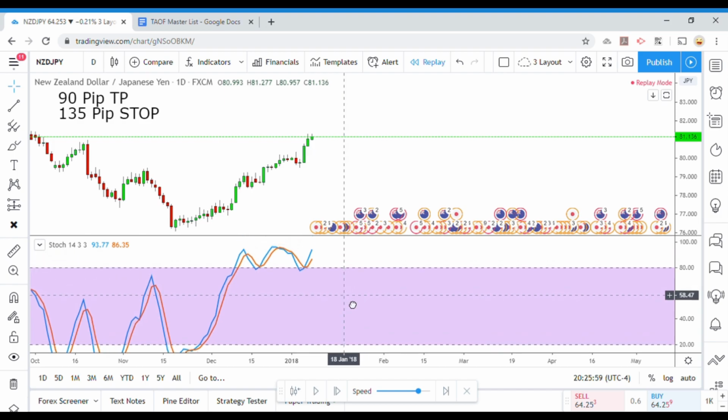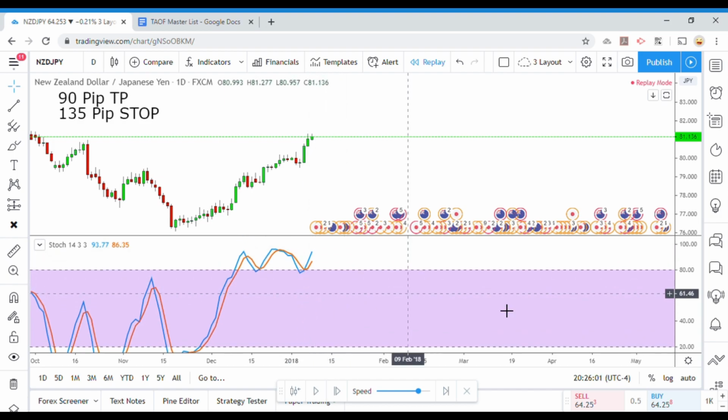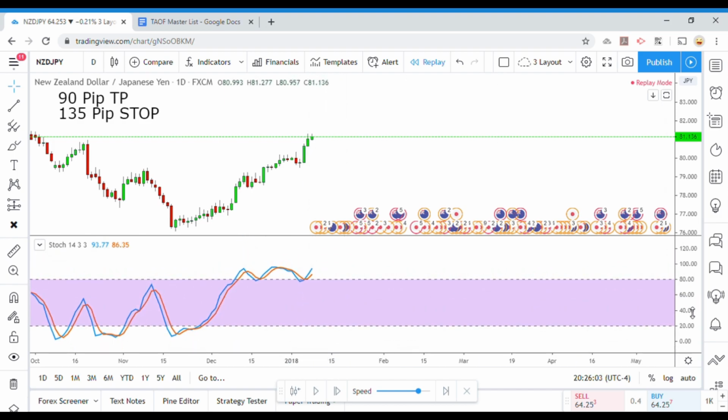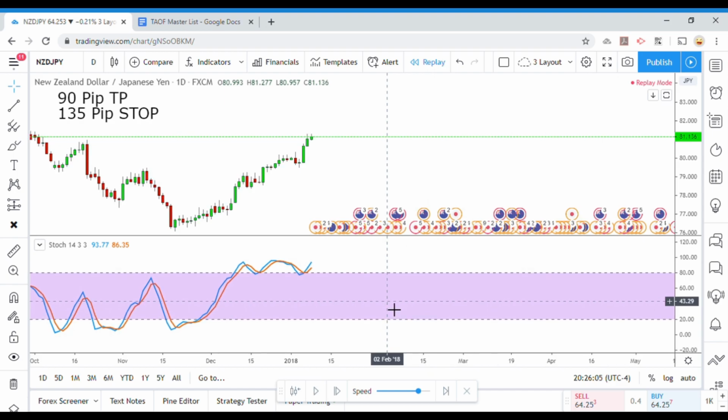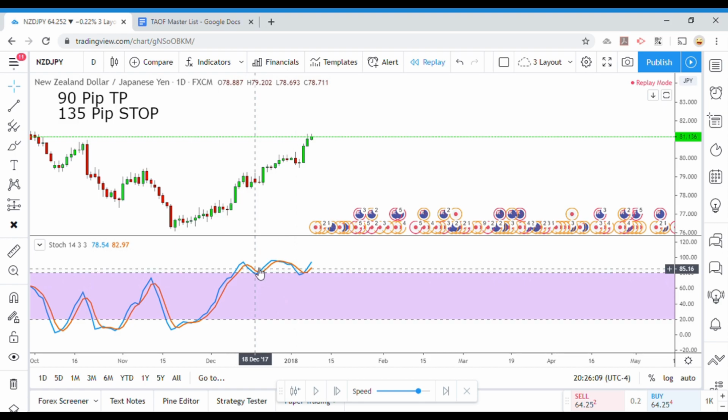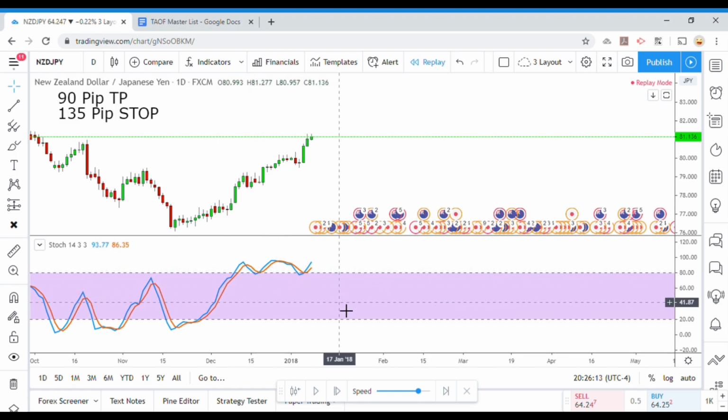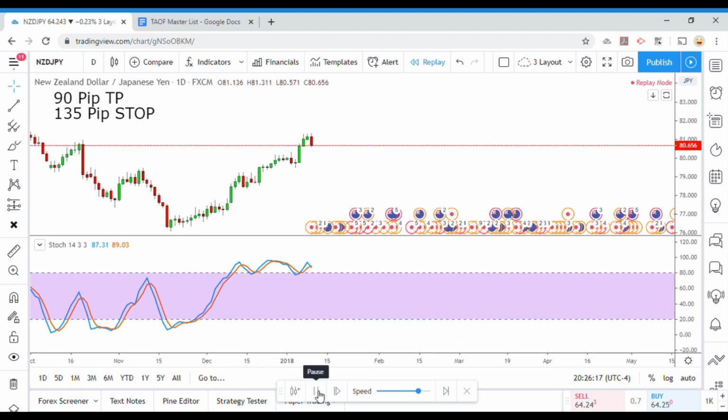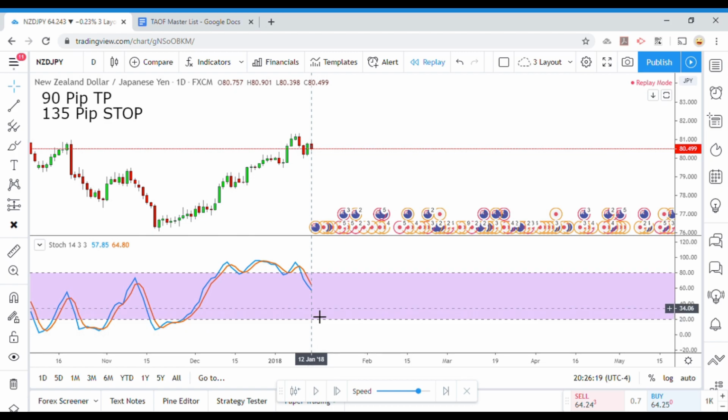So for example, this one here, I would not count that as a signal. No, it does not look like it did cross back in there. So I'm going to say we need to see both of them come back in for that to be a valid signal. So that being said, let's move on.